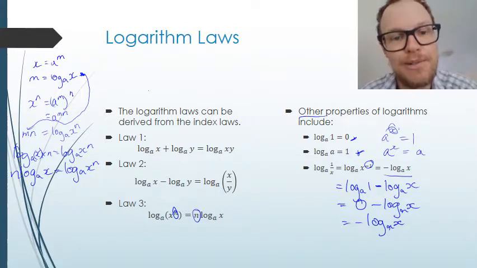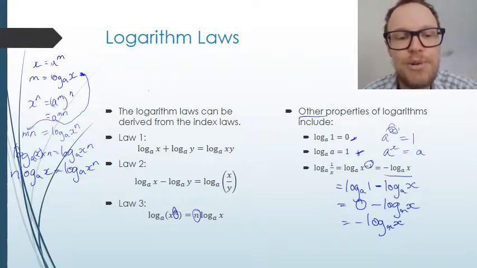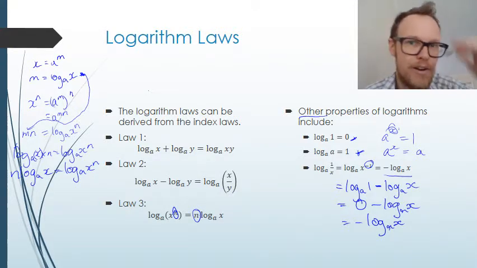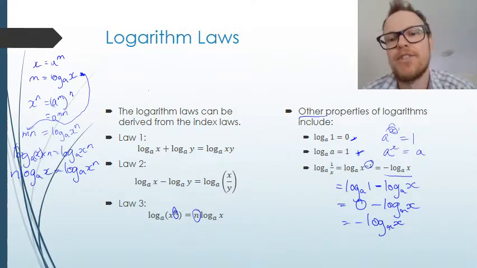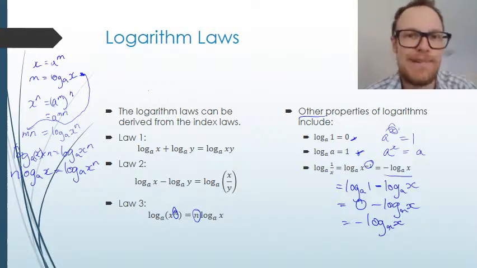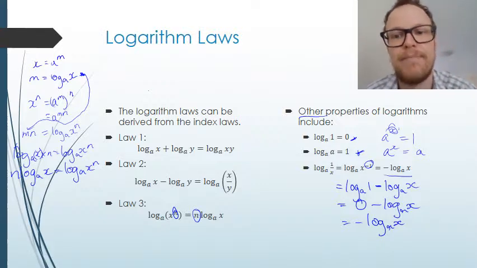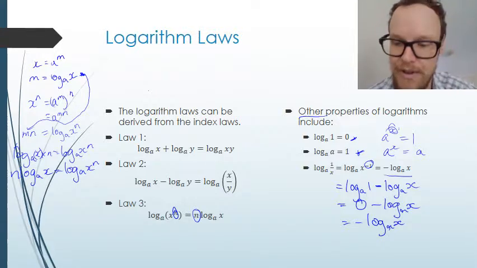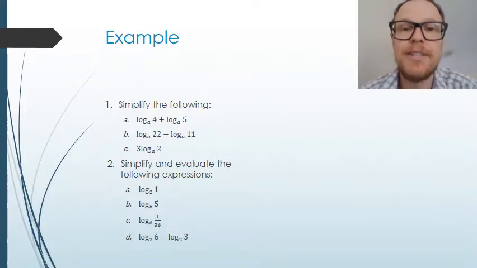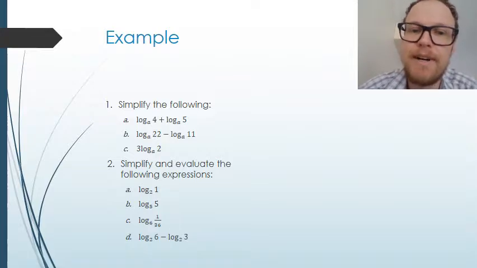So using log law 2 or 3, we can get that if I've got log to the base a of 1 over anything, then it's just the same as the negative of log a of the reciprocal of the value. So let's have a look at some examples now.